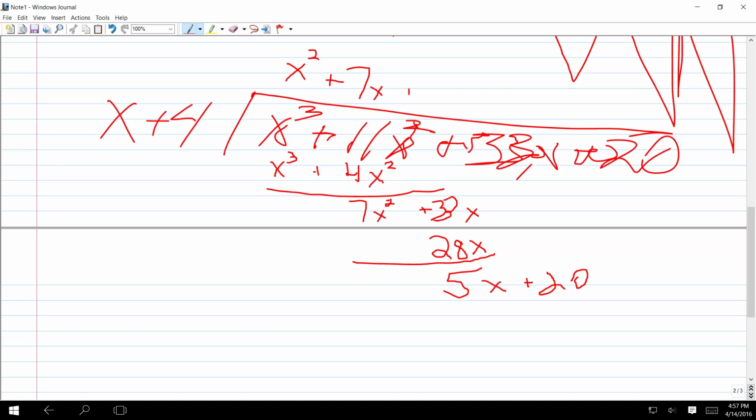What's the last term up here? Plus 5. Mm-hmm. And now when I multiply the 5 times that, I get exactly that. So I get a 0 remainder. So your answer is x squared plus 7x plus 5.